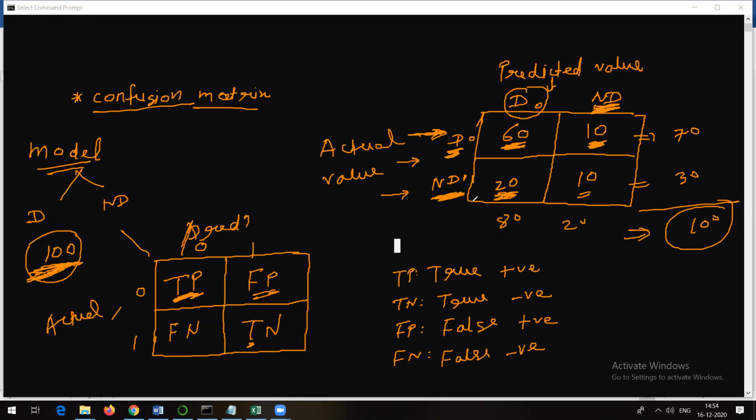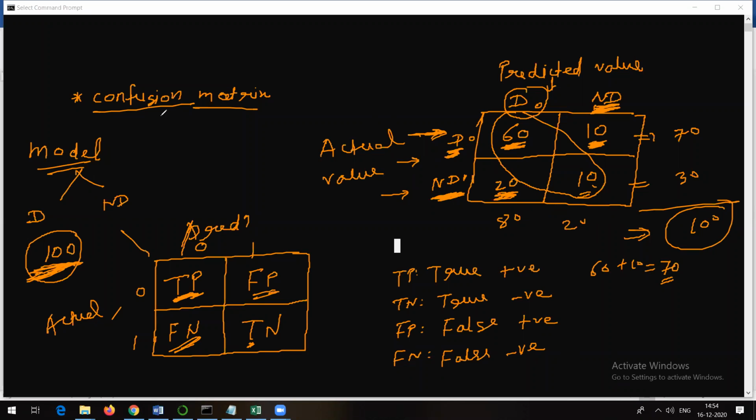So here also your model is wrong, right? That is called a false negative. So we can say that 60 plus 10, for this 60 plus 10, our model is true. So our model is able to identify 70% of the people correctly out of 100.